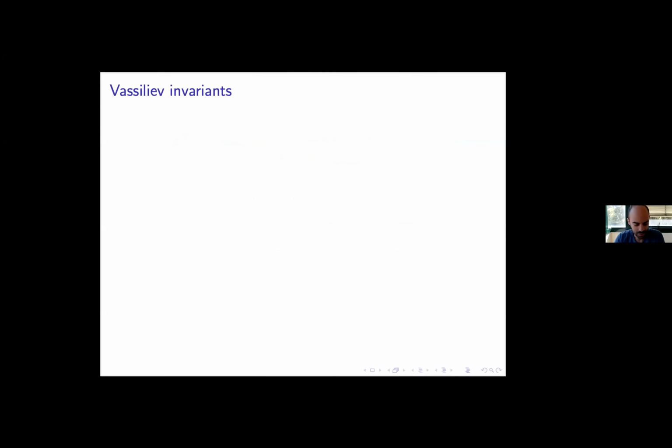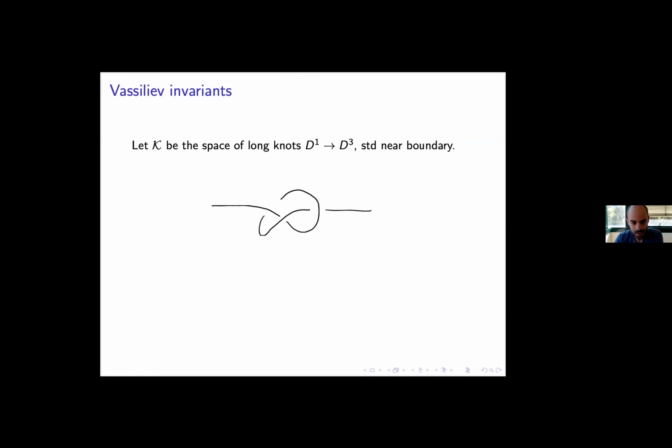They're also called the Vassiliev invariants, and they are certain invariants of knots. So we'll be looking at usual knots. Here they're long, so they're just embeddings from the interval to the three-disk, and they will be standard near the boundary. So we can look at isotopy classes of such, and they form a monoid by concatenation. It's an abelian monoid.